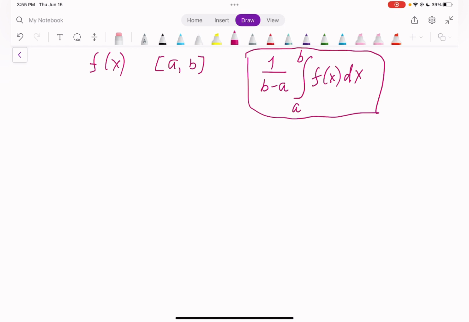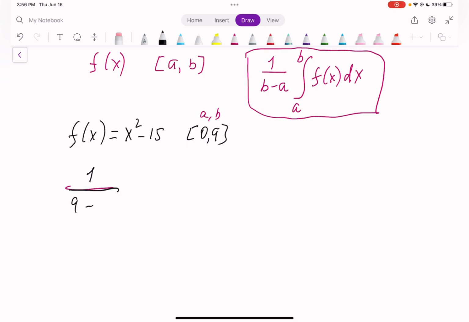Now let's try our case. So we need to find the average value of the function f of x equals x squared minus 15, on the interval 0, 9. Okay, so it's going to be 1 over, so let me help you. This is going to be a, this is going to be b, right? Which means it's going to be 9 minus 0, and then the integral from 0 to 9, and we will get x squared minus 15 dx.